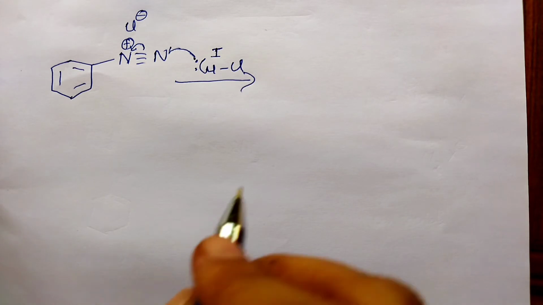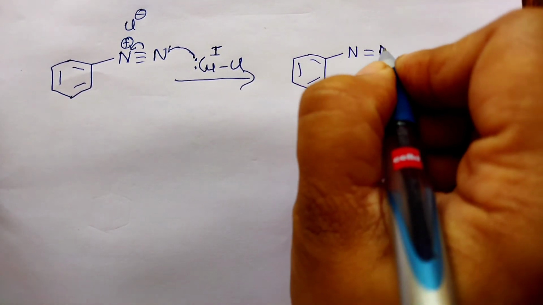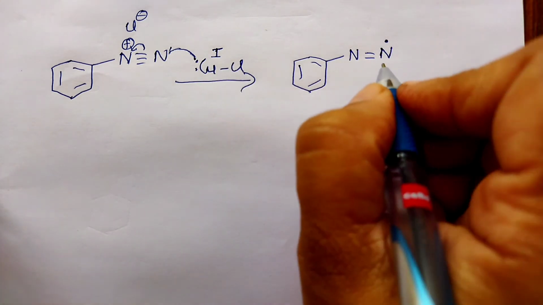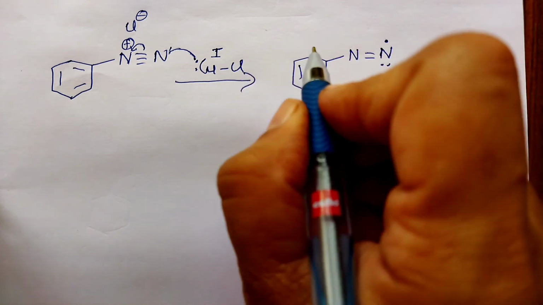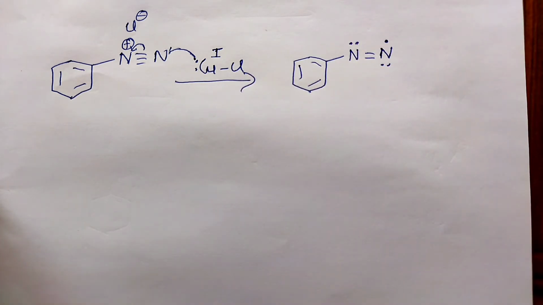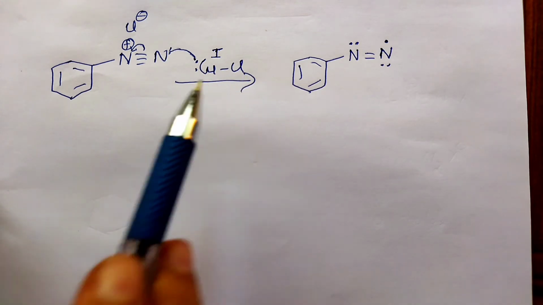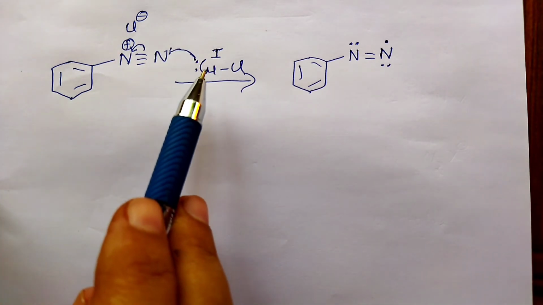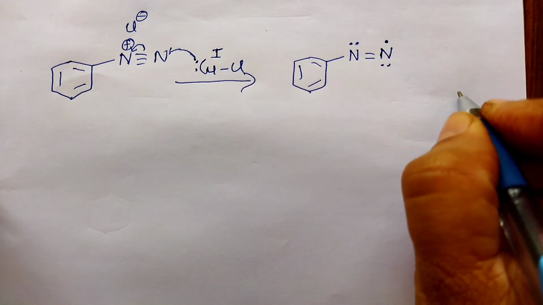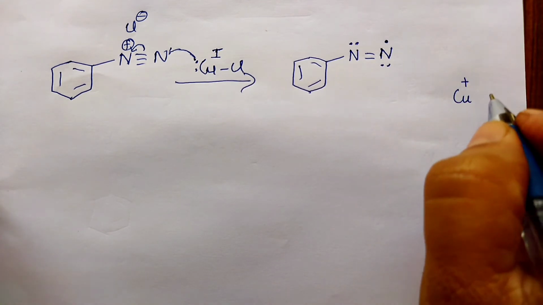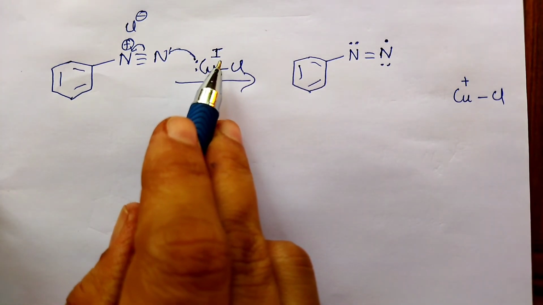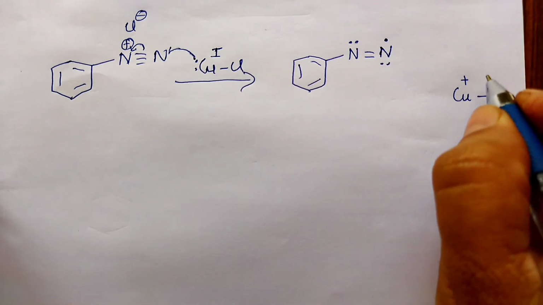So what is the product here? We have something like this with 1 odd electron donated from this copper, nitrogen's lone pair of electron, and this nitrogen also has a lone pair of electron. So this is a free radical now. Now what happens to the catalyst cuprous chloride? It has transferred one of its electrons to nitrogen. That's why it develops a positive charge like this, Cu plus. When it donates an electron, the oxidation state increases from +1 to +2.